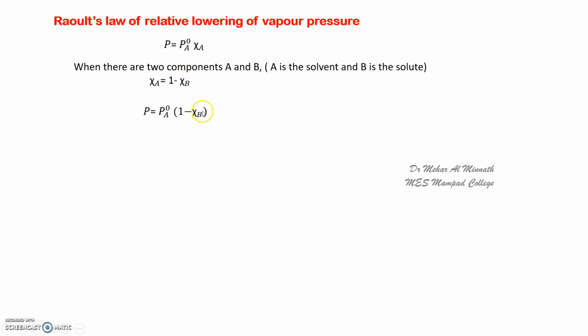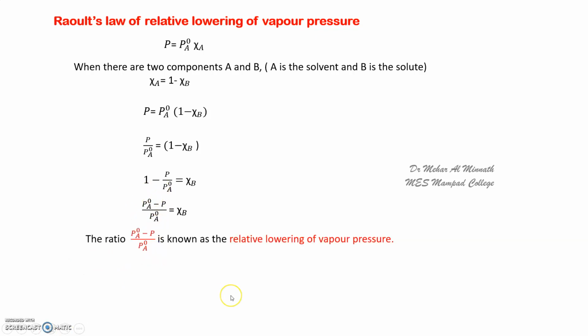So you can put chi A as 1 minus chi B, and the expression will become P equal to P0 A into 1 minus chi B. And you rearrange it, you get P by P0 A equal to 1 minus chi B. And simplifying this again, you get 1 minus P by P0 A equal to chi B. Again doing arithmetical treatment, you get P0 A minus P by P0 A equal to chi B. Now this term, P0 A minus P by P0 A, is the relative lowering of vapor pressure.